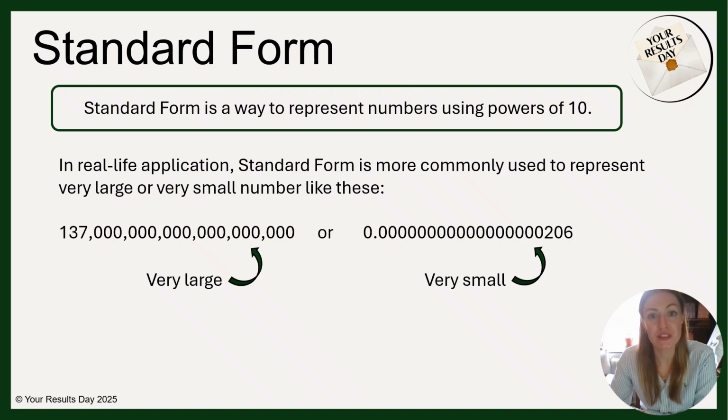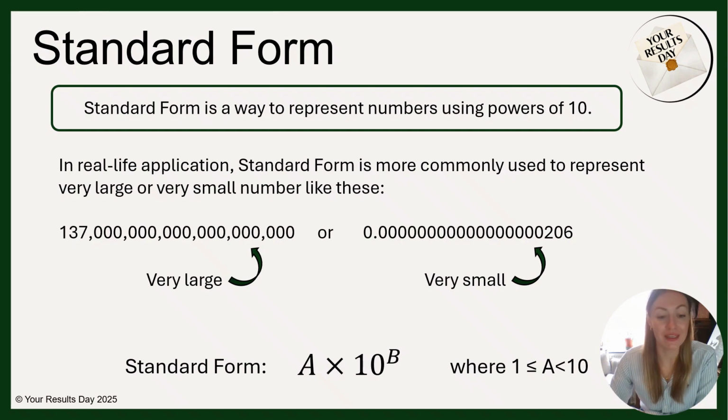One of the reasons we use standard form in the real world is to minimise making mistakes. When working with so many zeros, it can be easy to accidentally miss one or add one in because there are so many zeros. When we write a number in standard form, it takes this format. So we have a value A, which has to be between 1 and 10, not inclusive of 10, which means it can be 1, and it can go all the way up to 9.9 recurring, but not exactly 10. And then we always multiply that by a power of 10.